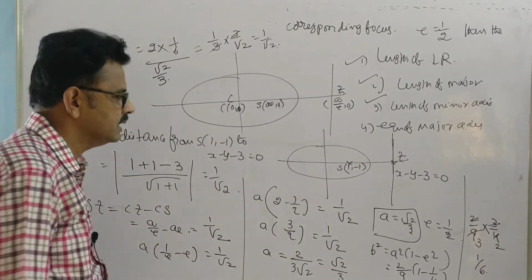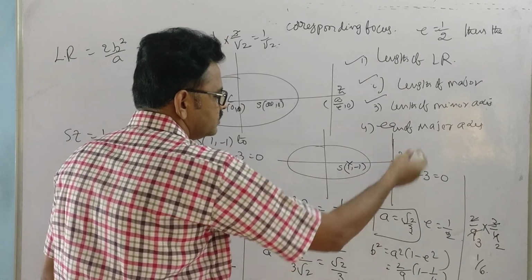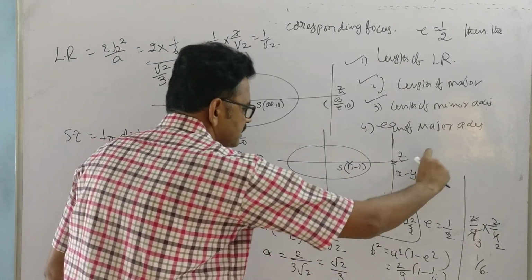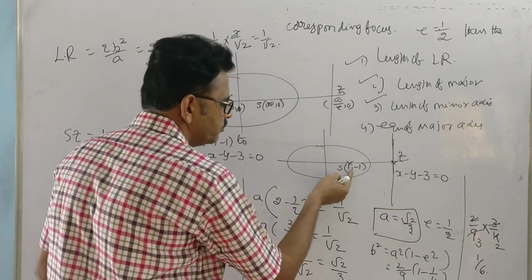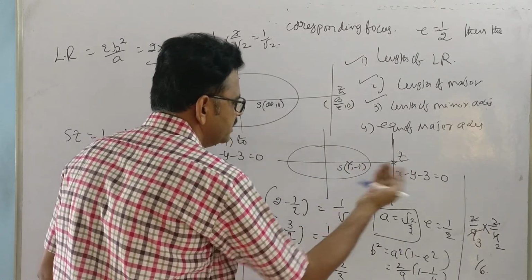And the equation of the major axis: how do we find it? Once again, this is the directrix, its slope is 1. This is the major axis, its slope is −1. The point is the focus, since the focus lies on the major axis. Using the point-slope form, we get the equation of the major axis.